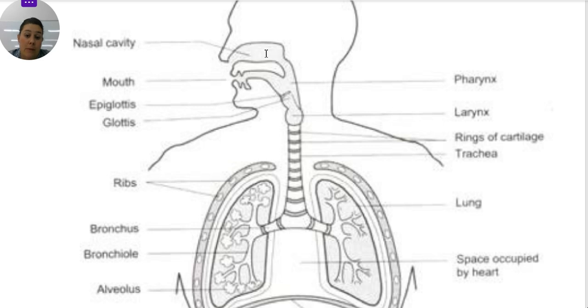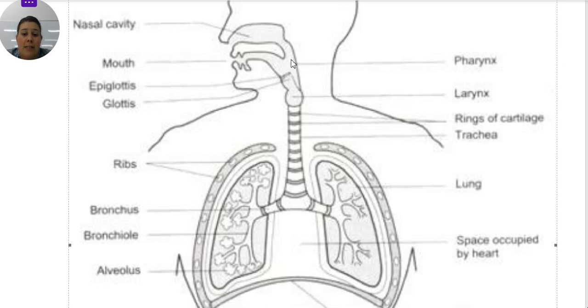That is where you should be breathing in air. You can also breathe it in through your mouth. Okay, it comes down your tube. Remember this, the epiglottis. The epiglottis is there to block your trachea so that when you swallow, it doesn't go into your lungs. It goes down your esophagus. So you've got the epiglottis.